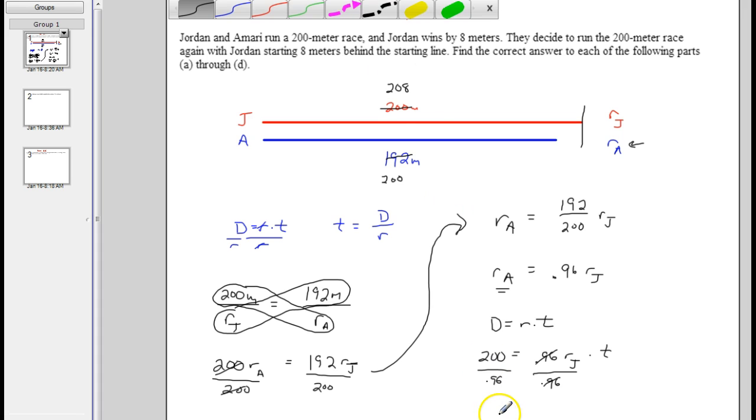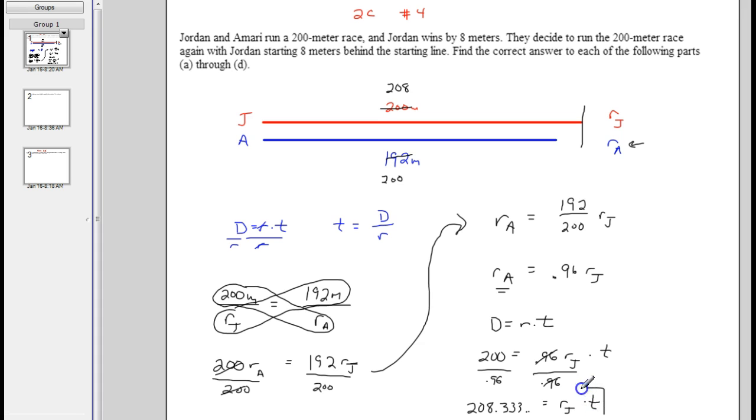So what we get down here is distance equals a rate times time. Jordan's rate times time is greater than 208. So he's won the race. He's run faster. He's run a longer distance in a shorter amount of time.